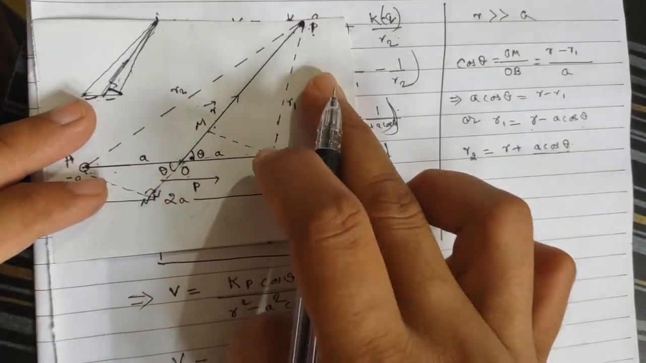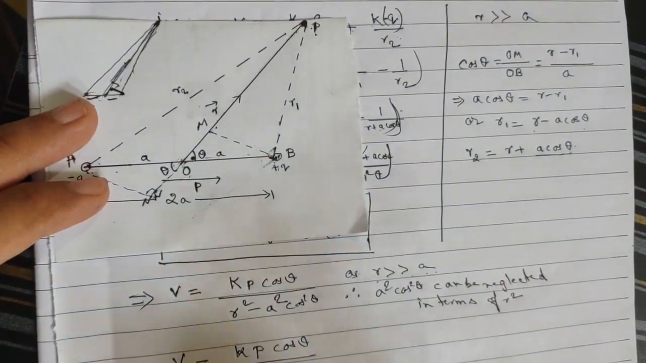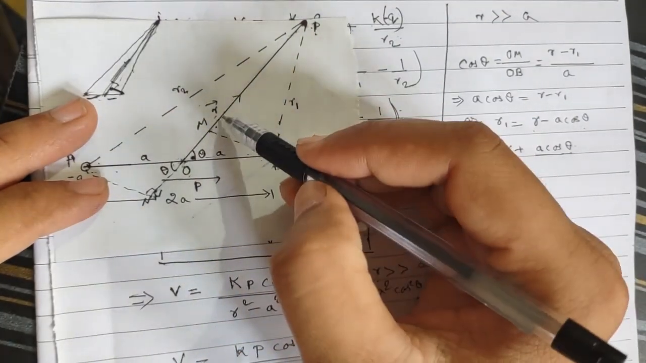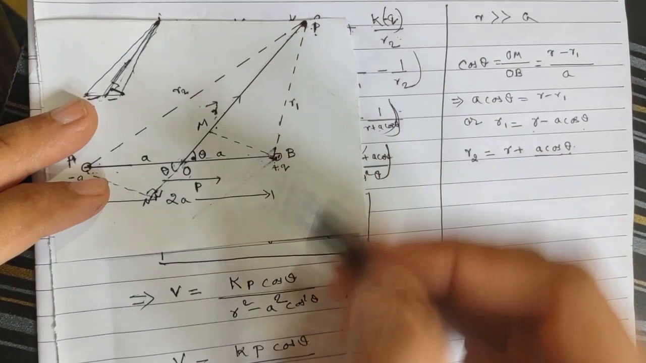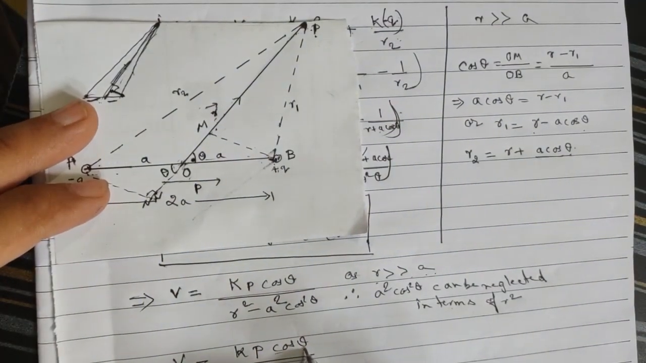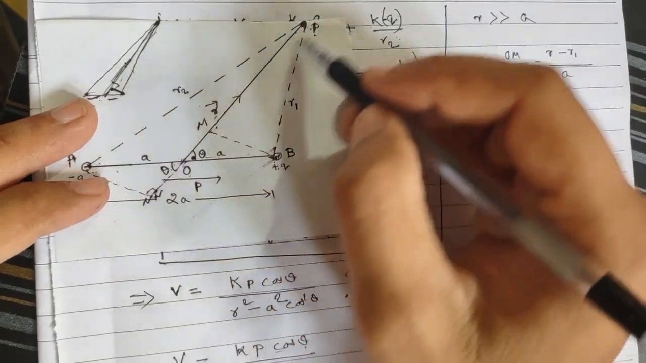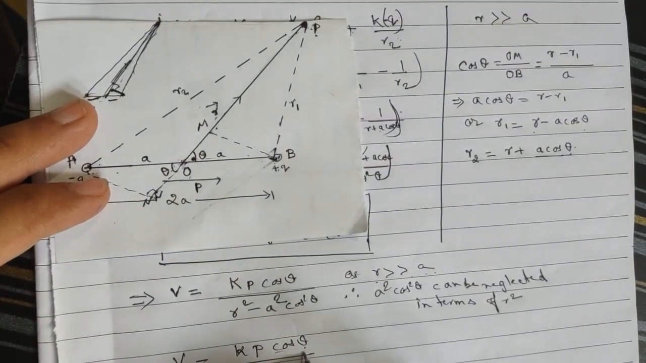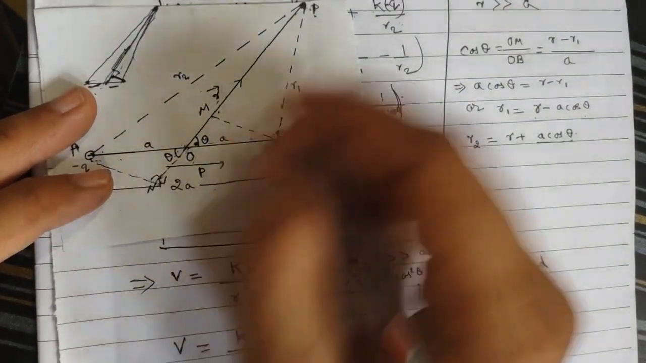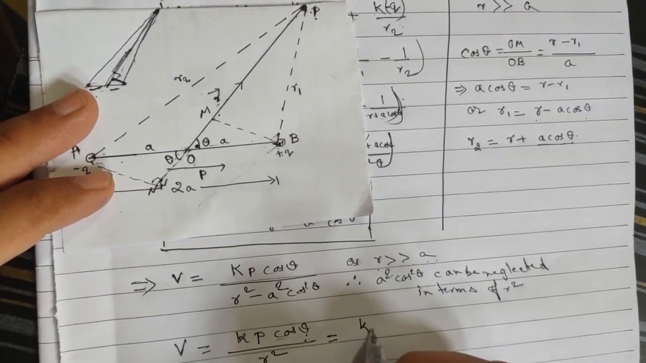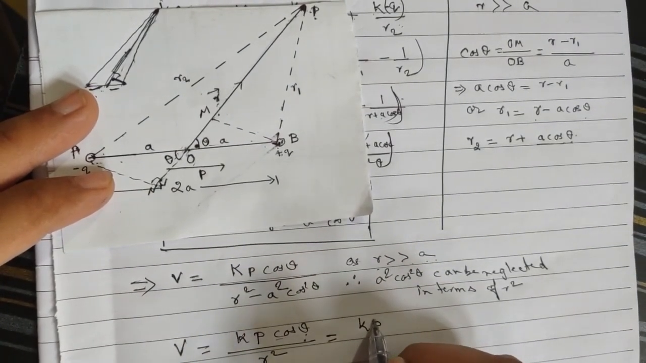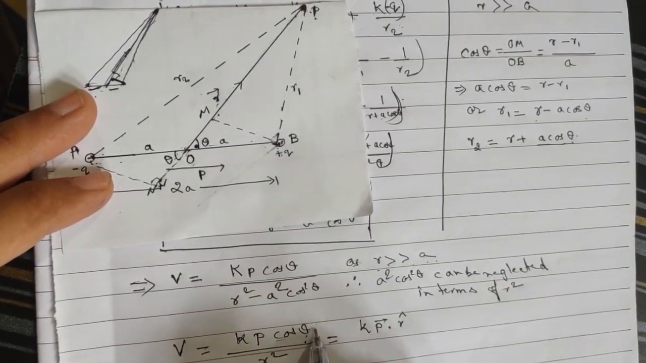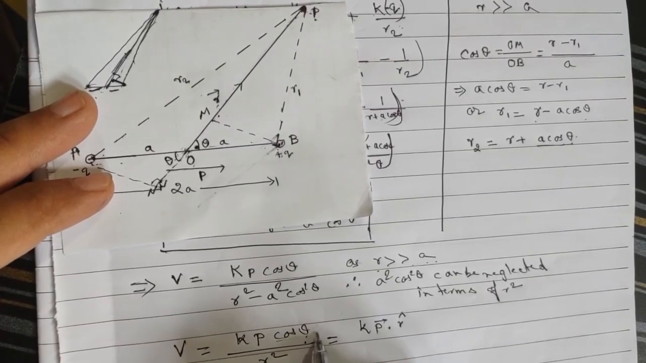One more thing, students, if you notice this figure, this is a position vector. So in terms of this position vector we can represent it. It is along the direction of OP. So we can denote the direction in terms of cos theta. So we can write this as k p dot r cap, because in terms of the unit vector r cap we can write that, which is for the direction.